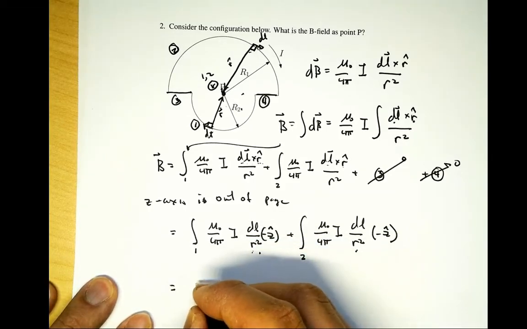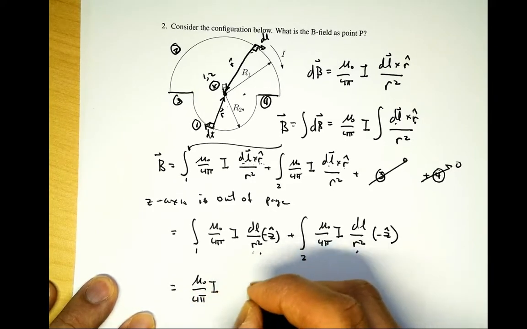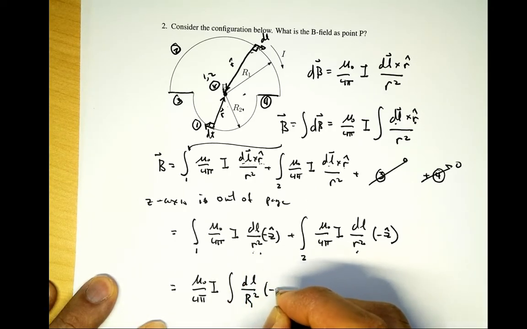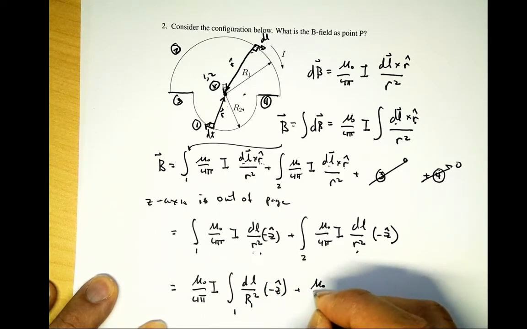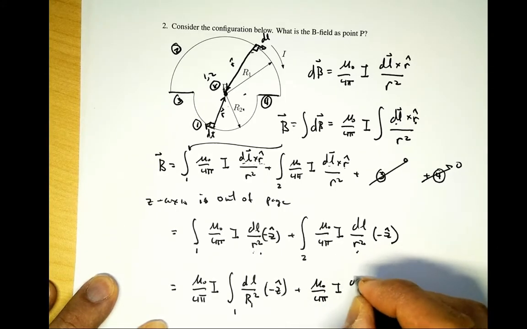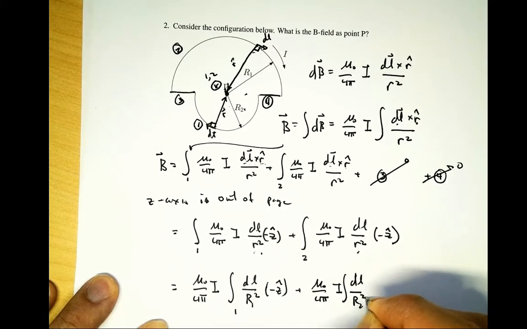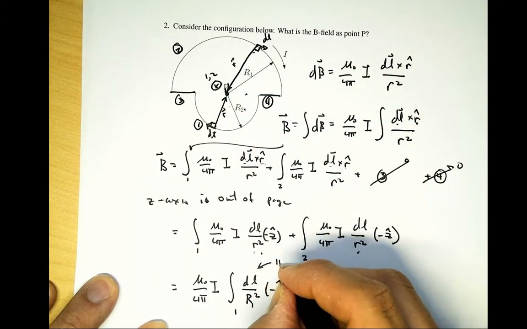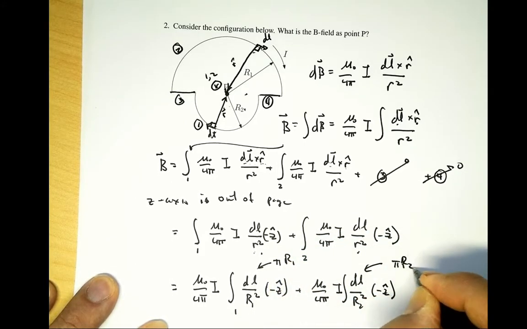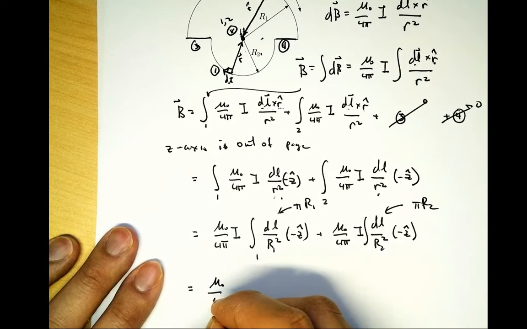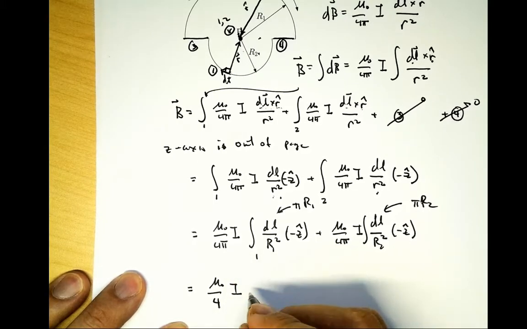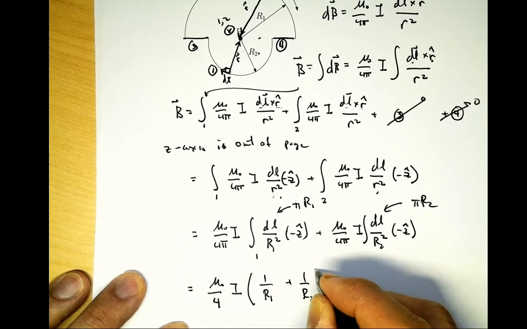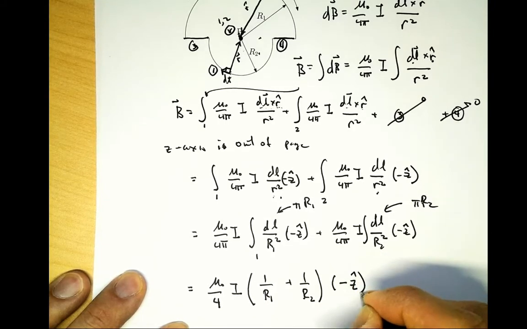Let's go ahead and do this. This is going to be mu 0 over 4 pi times I times the integral of dl over R1 squared in the minus z hat direction for segment 1, plus mu 0 over 4 pi I times the integral of dl over R2 squared in the minus z hat direction. These are integrals over two semicircles, so this integral will be pi R1 and this integral will be pi R2. And so we're done. This is equal to mu 0 over 4, I, times 1 over R1 plus 1 over R2, in the minus z hat direction. And then we're done.